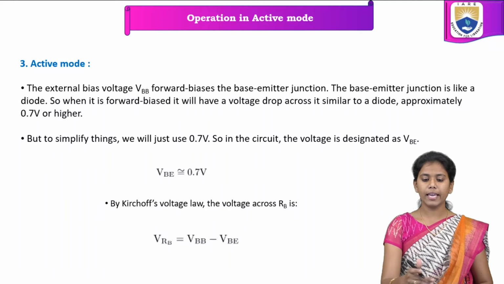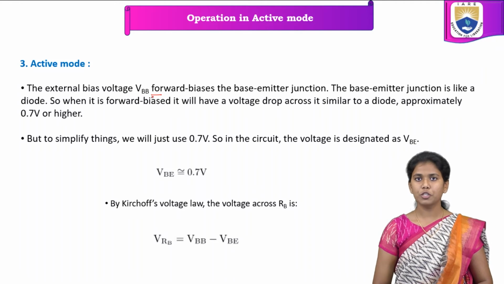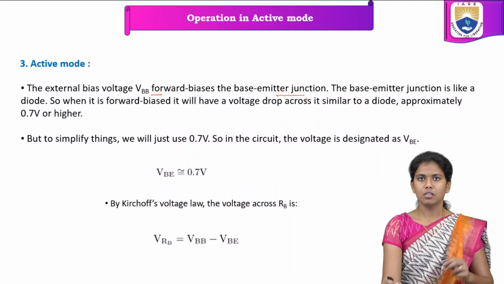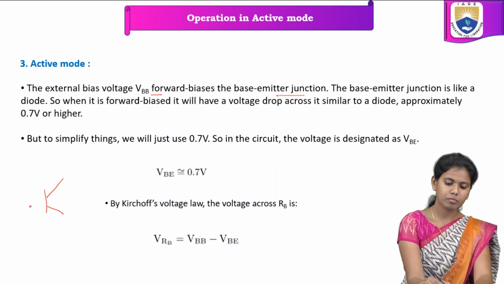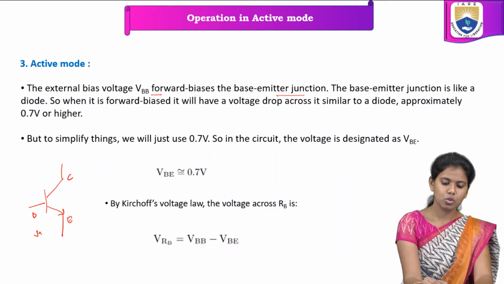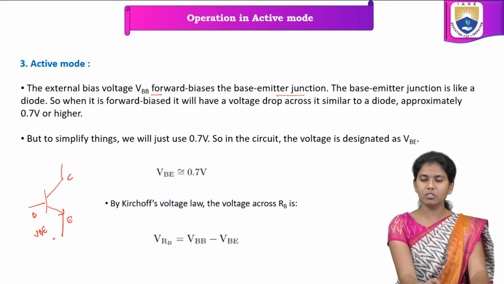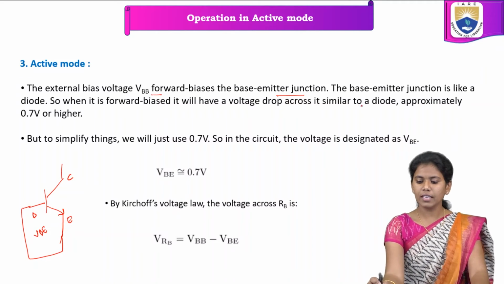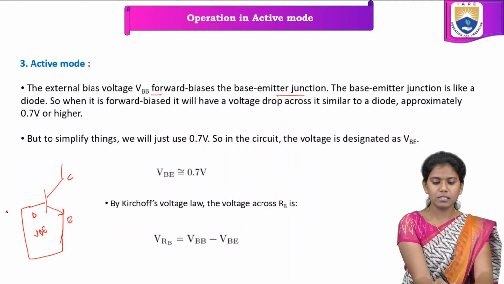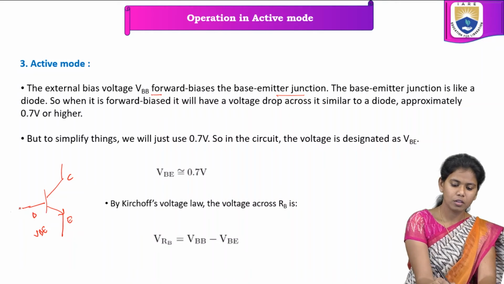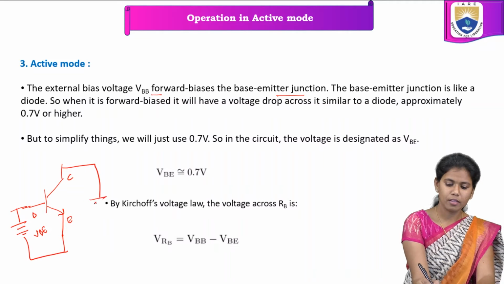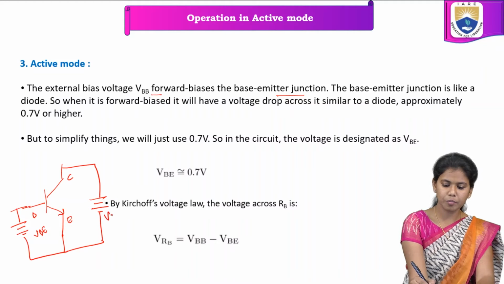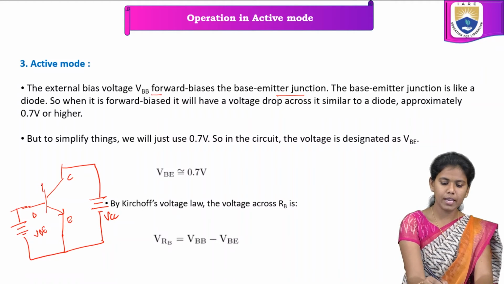In the external bias voltage VBB, the base emitter junction is forward biased. In this figure we have base, emitter and collector. In the base emitter junction, VBB is a forward bias source, and here this is VCC. So this is VBB and this is VCC.